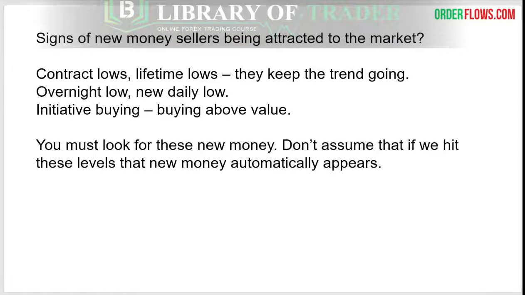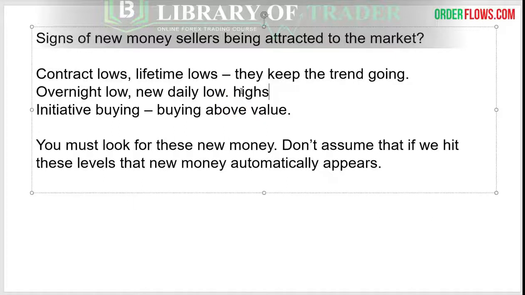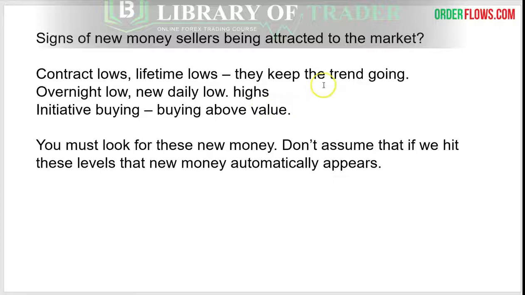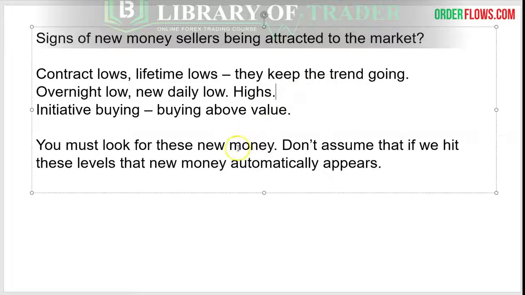Now, for sellers, new money sellers, it's sort of the opposite, right? It's going to be contract highs, lifetime lows. They keep the trend going, right? Overnight low, new daily lows. Again, also the highs. I should have put that in there in both of them. I'll add it there because I don't want you to think that it's just restricted to one or the other, right? Because sellers come in at the highs, new money sellers come in at the highs, people waiting for the market to hit a level, just as buyers wait for the market to sell off enough before they start buying.